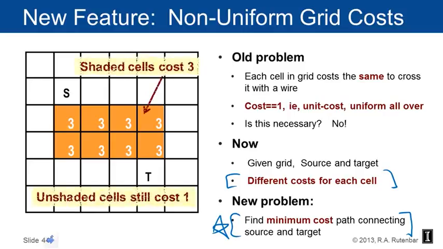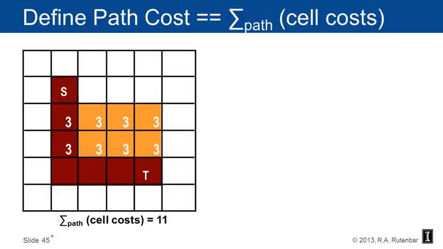Just to be clear, the shaded cells, the orange cells, cost 3, and the unshaded cells, the white cells, cost 1. It's just easier not to put all the 1s in the grid. It makes it visually cluttered. So a white cell costs 1. Something that doesn't cost 1, I'm going to label it for you in some special way. We need to define a new metric for the quality of our paths, and that's just the path cost.